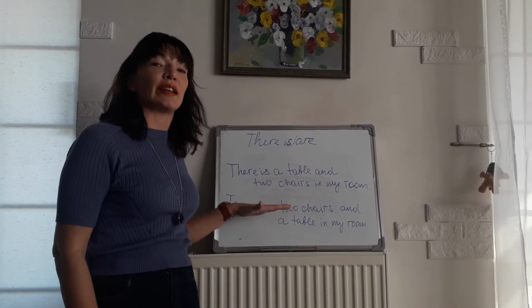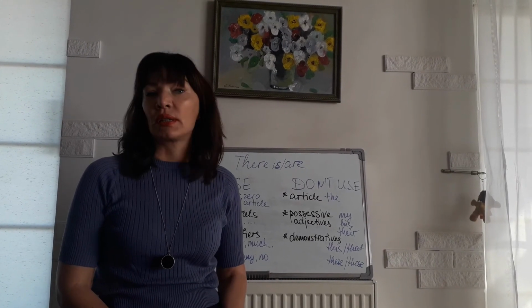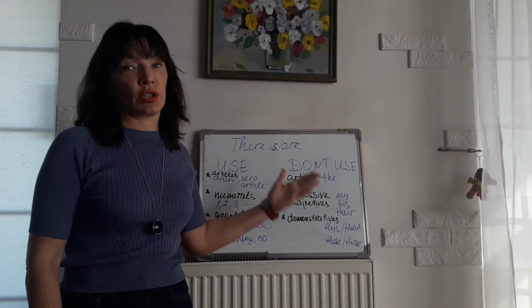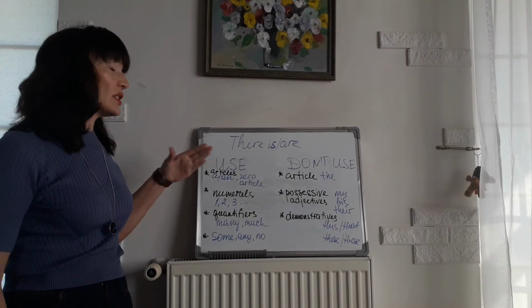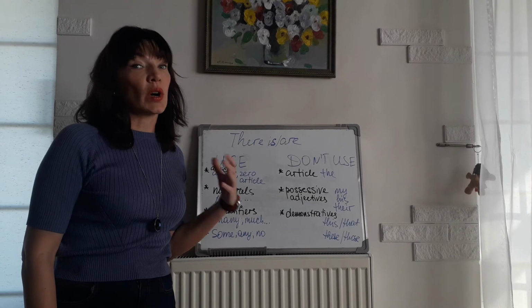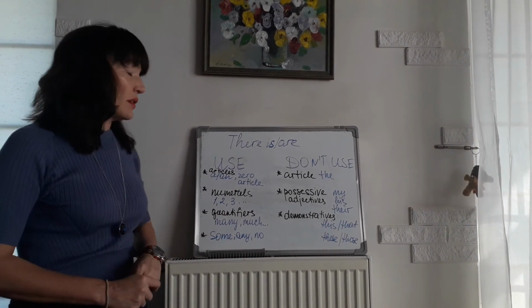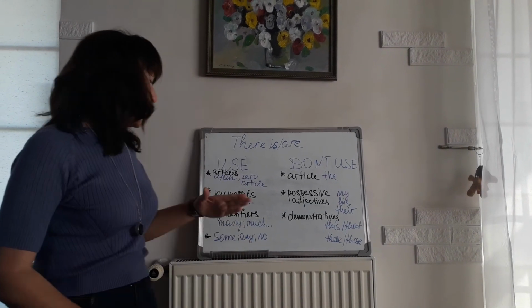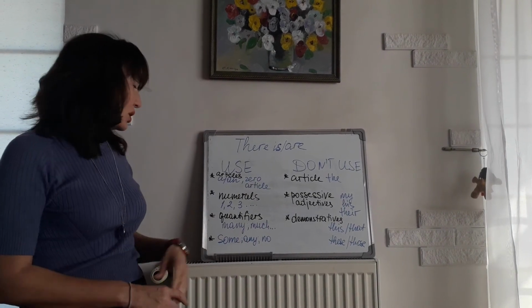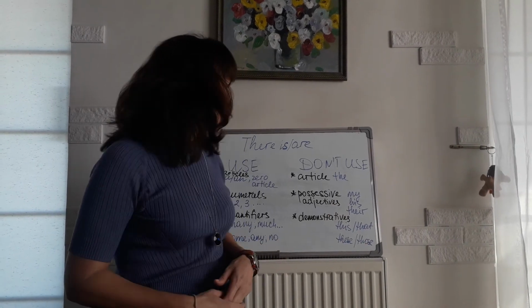So be attentive and don't make mistakes. A very important thing to understand about the "there is / there are" structure is when we use or don't use this structure. So we use it with articles a, an, or zero article. For example, there is water in the pool, there is a car outside. We use it with numerals. There are two women in the room. We use it with quantifiers. There are many questions to ask. And we use it with some, any, no. For example, there is some food in this fridge.